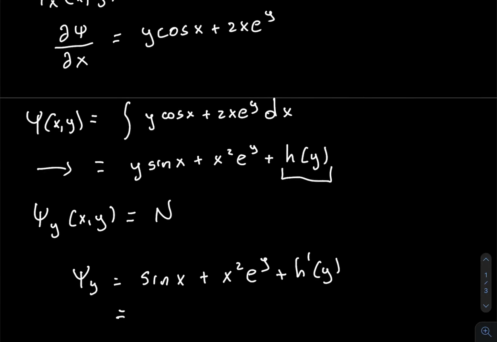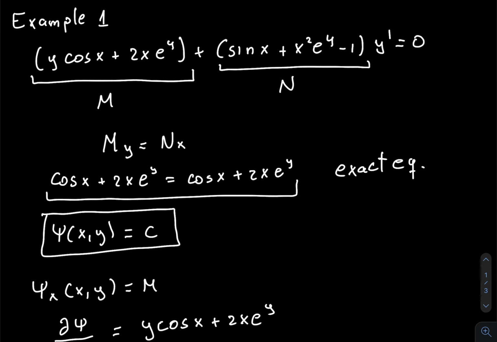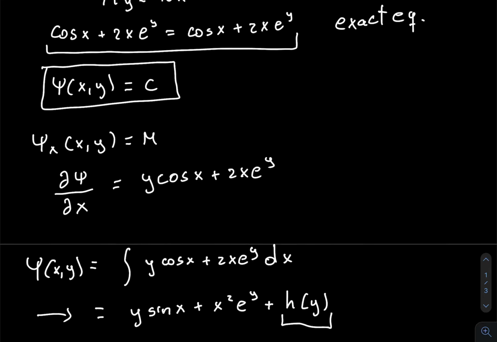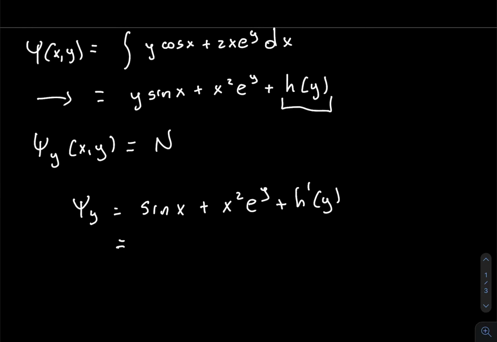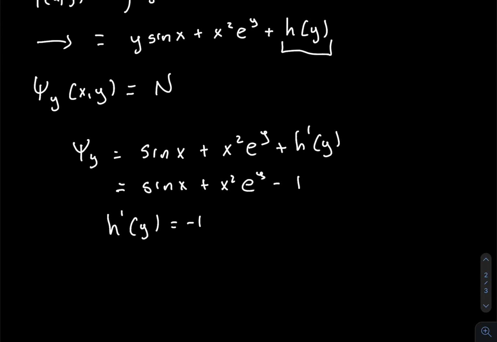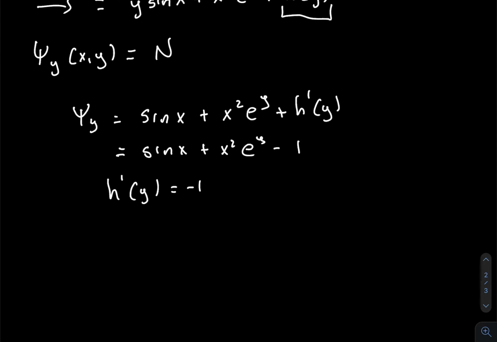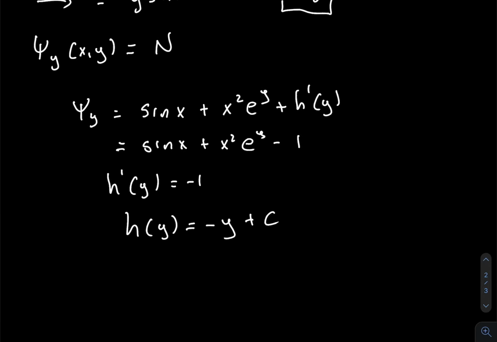This must be equal to N, but let's see what N is. N, according to our problem, is sine of x plus x squared e to the y minus 1. So we can see here that h prime of y must be equal to -1. Once we have that, we can solve for h of y. We can just integrate here, and we have that h of y is just -y plus c. But we're not going to care for that constant for now.